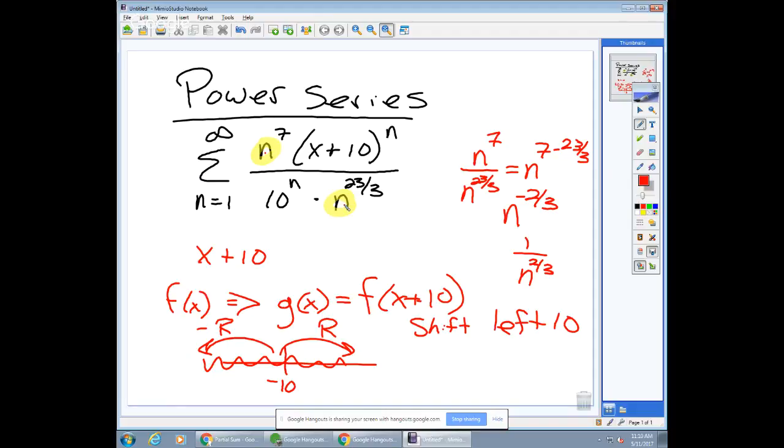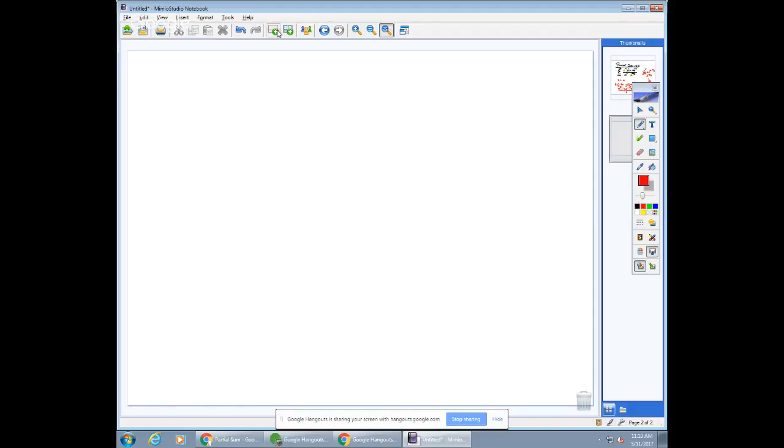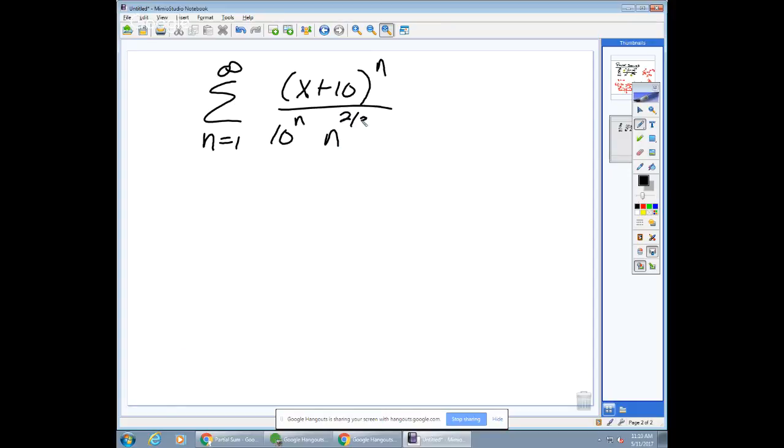Okay, so I'm going to rewrite the series, cleaning up this spot, and then we'll actually apply the ratio test, which is our standard thing to do here. So now I'm looking at the sum as n goes from 1 to infinity of (x plus 10) to the power n divided by 10 to the n times n to the 2 thirds, is what we cleaned this up to be. And now we're ready for the ratio test.